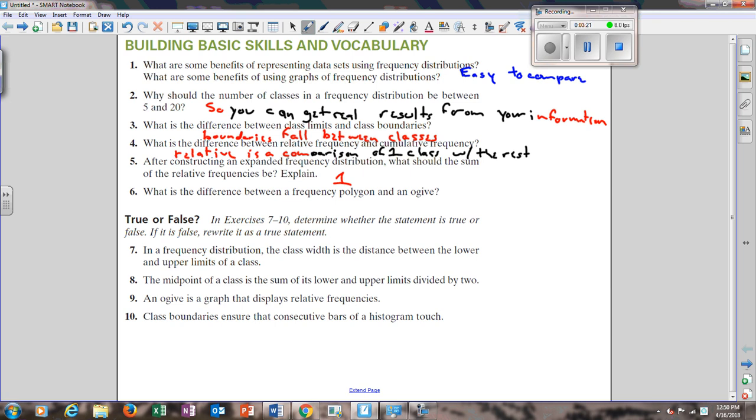Number 6, what is the difference between a frequency polygon and an ogive? An ogive is a cumulative frequency distribution, so it should start at the bottom and go up the entire time. So if we have an ogive, it's going to look like this. It's going to look like this and work its way up to the top. Whereas a frequency polygon can be all over the place, like that. Ogive is always going to end up with the total amount.